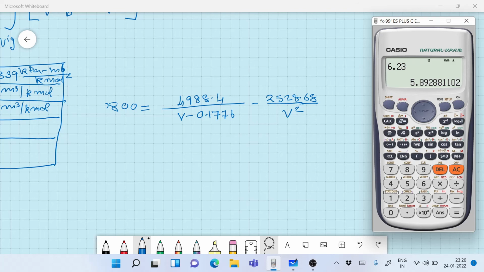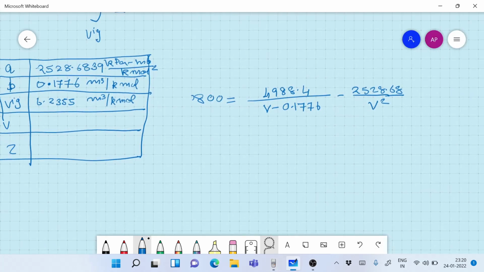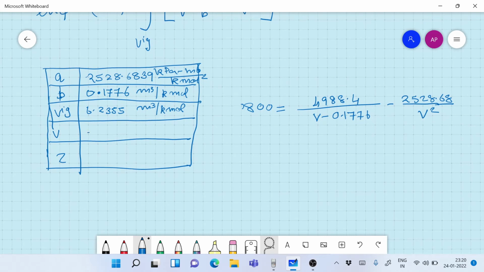We need not give a perfect value. We have to give a starting value. So that's 6.23. We know that for sure. And let's press is equal to. So that gives us a value 5.8928 meter cube per K mole.